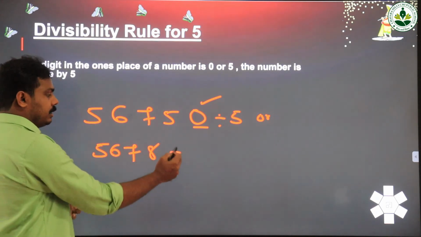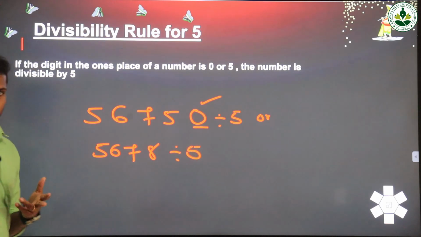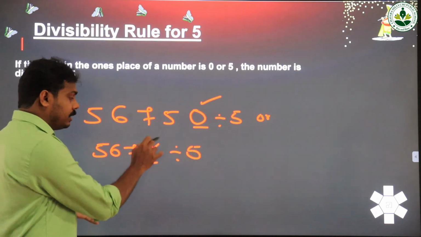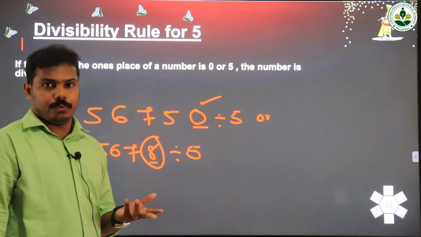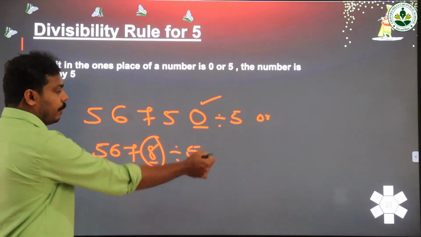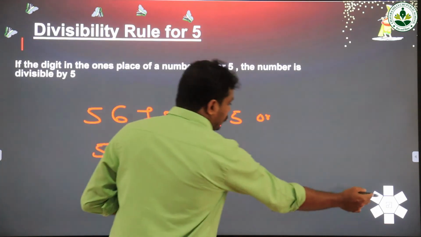5,678. Is it divisible by 5 or not? No. Why? Because the ones place digit is 8. It is not 0 or 5. Therefore, it is not divisible by 5.